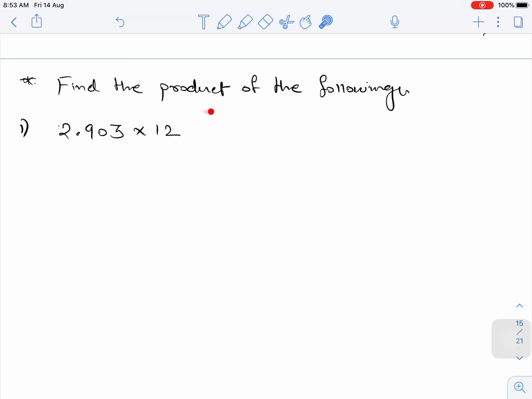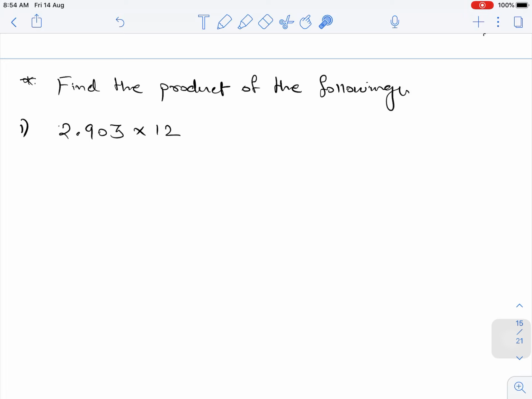Now here we have a question: find the product of the following. In multiplication of decimals we have to follow our regular multiplication procedure. The only thing is that here, instead of our regular numbers, we are going to deal with decimal numbers. So our first example is 2.903 into 12. If you want to multiply this, there are different ways of solving it.